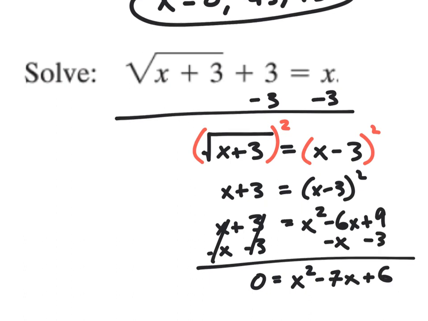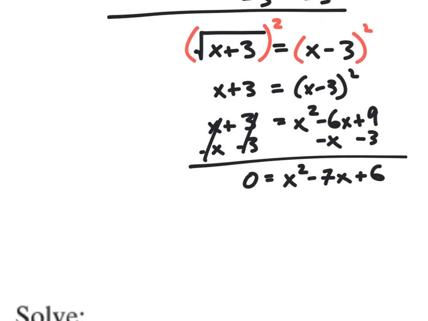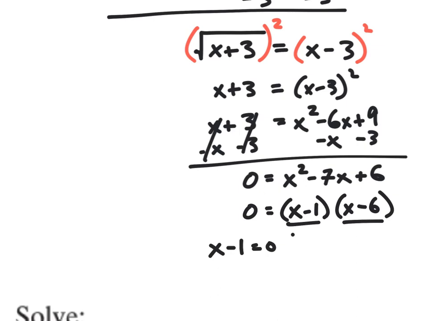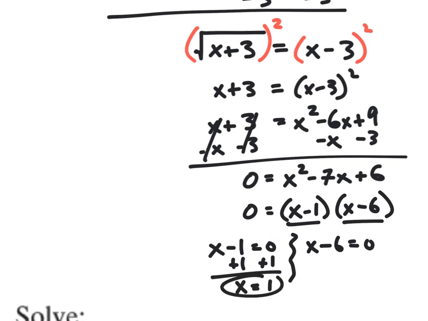Okay? Now, I can solve this quadratic by factoring. And what I'm going to do is get x minus 1 times x minus 6. Okay? And that will multiply out to give me x squared minus 7x plus 6. Set each of my factors equal to 0. So x minus 1 equals 0. I'm going to set x minus 6 equal to 0. Add 1 to both sides. I get x is equal to 1. Okay, that's one of them. And then add 6 to both sides. So I get x is equal to 6.